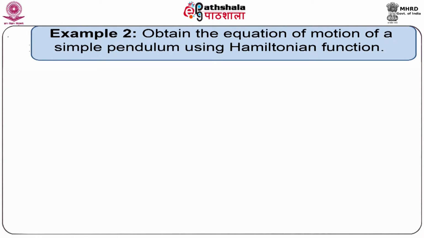Example 2. Obtain the equation of motion of a simple pendulum using Hamiltonian function. In the first example, we have used the Routhian function. Here, we shall use another function which is nothing but the Hamiltonian function.